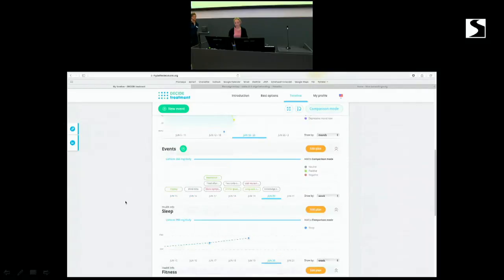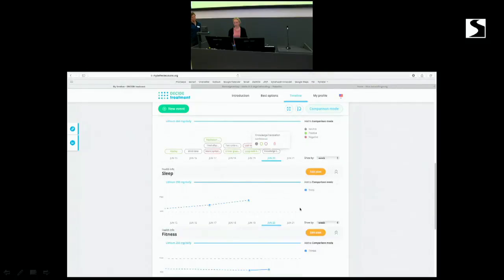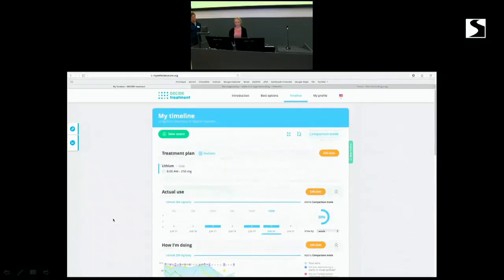The patient can also enter events. Like here, I think the patient entered something this morning. He went to a knowledge translation conference. Very interesting. And the patient can put in all things that are important for himself, and important that the doctor knows. And of course, we can monitor sleep. Here you can enter your sleep and fitness and so on. So this is a part of the long-term decisions. It could be diabetes, it could be obstructive lung disease, it could be all kinds of different decisions for long-term use.